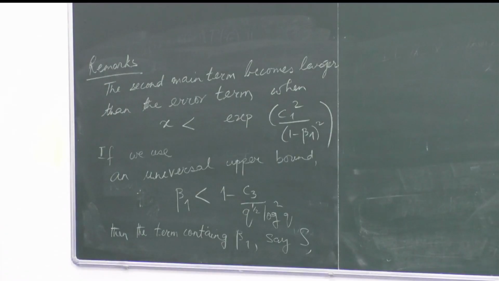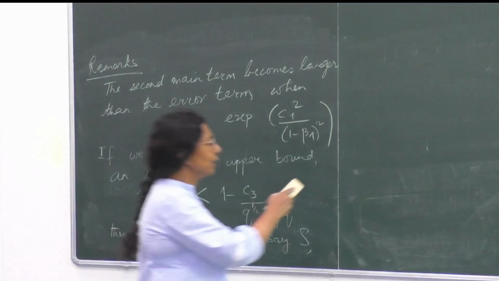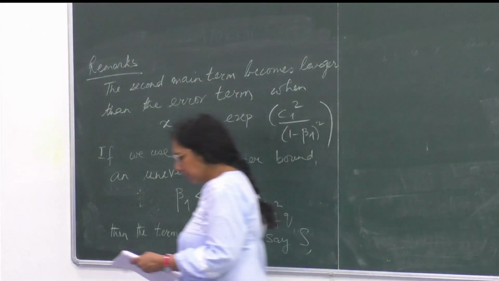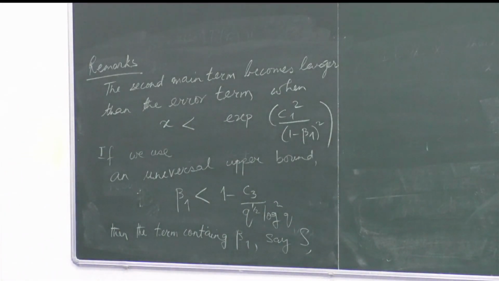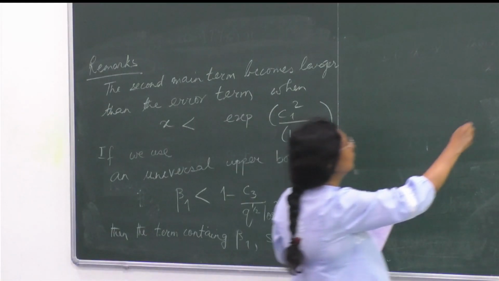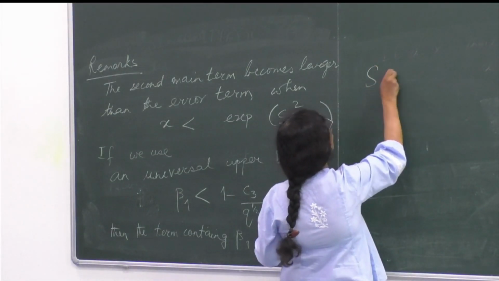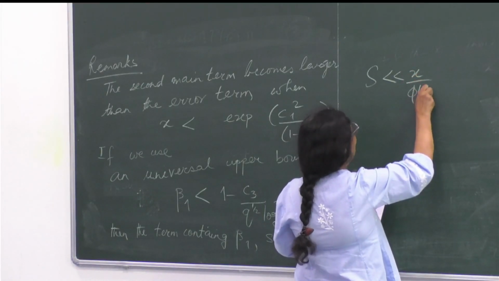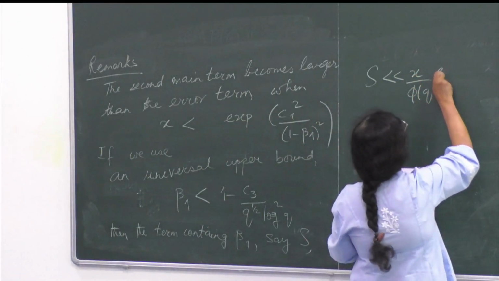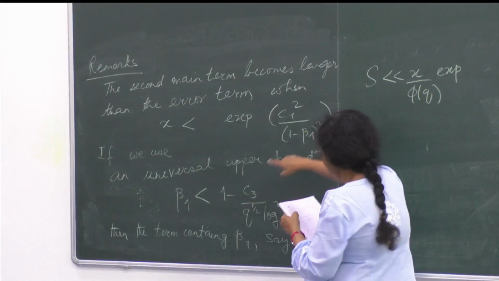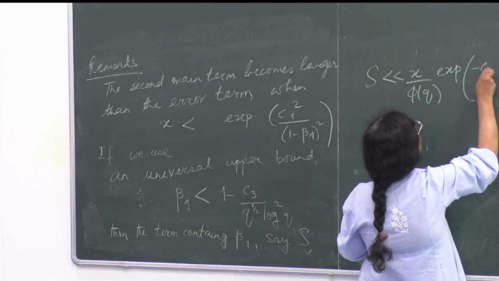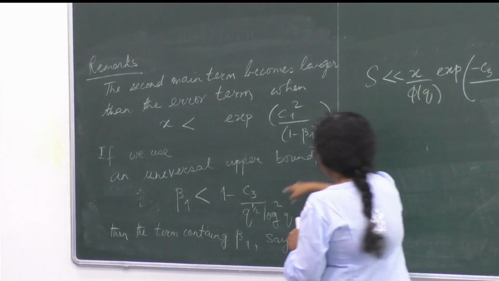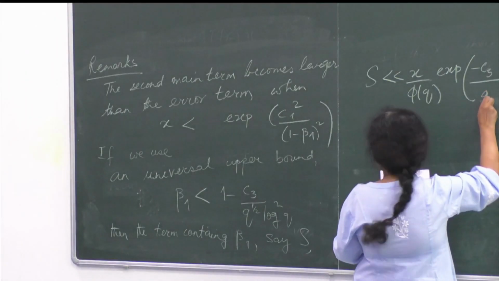is now bounded by, okay, this S is now bounded by, it's less than x by phi q exponential, and here is this my minus C3 log of x. That's the one, q to the power half log squared q.